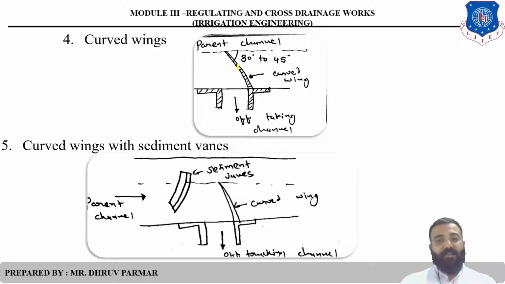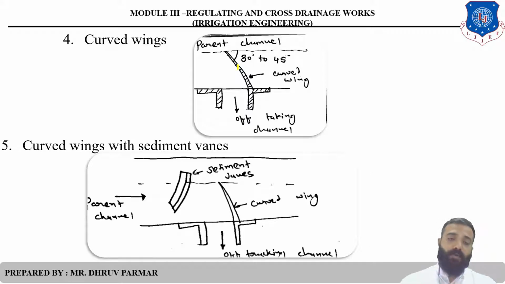Then the fourth one, curved wings. It is the updated version of the Gibbs groyne wall. These curved wings are pointed and vertical, at an angle of 30 to 45 degrees to the parent canal. Clear? The next one, curved wing with sediment vents.